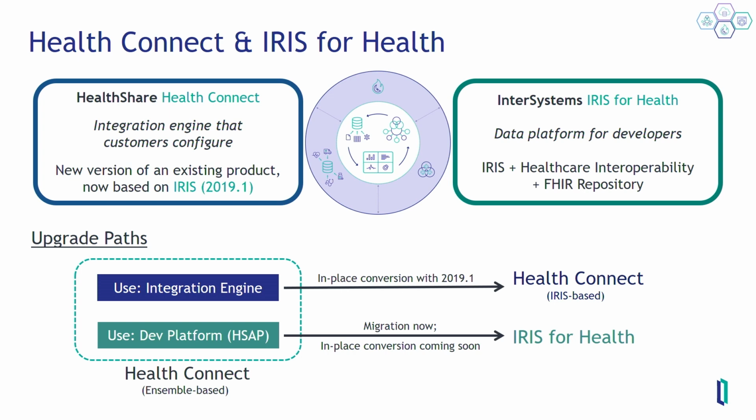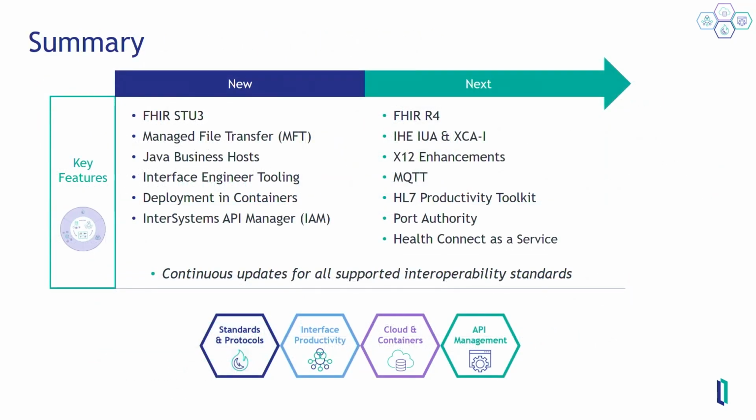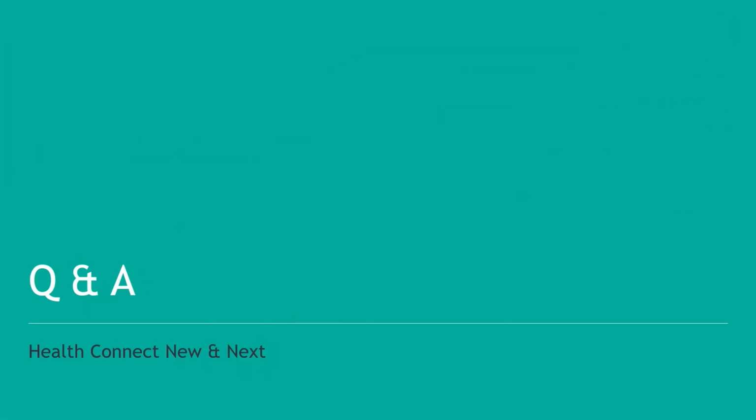Let me now do a quick summary. Here's a summary page, a list of different features we talked about, the things that are new in 2019 versus things that are coming in 2020, and the underlying themes that are driving these changes. The thing to note here is that we will continue to provide updates for all supported interoperability standards, like CDA, CCDA, and other standards like that. So that completes my overview. Let's start the Q&A.